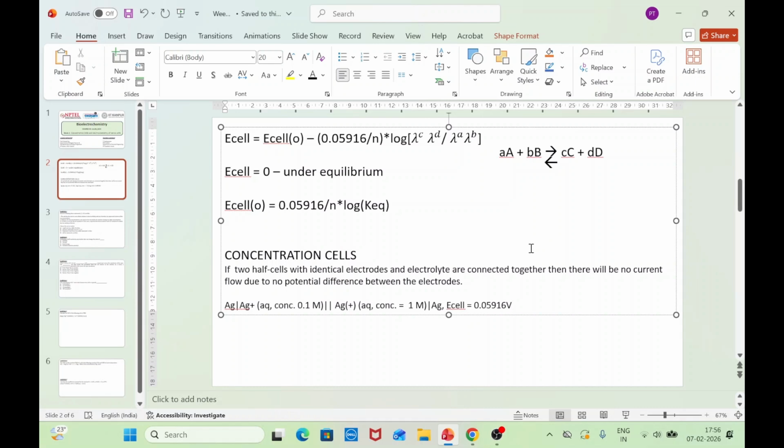So just look at the value of E cell. It's going to be 0.05916 volt. That is actually very small in value. Why is this happening in the case of concentration cells? Because when such low voltage is generated, low current is going to pass through. So that may not be feasible when you go for high power energy storage applications.